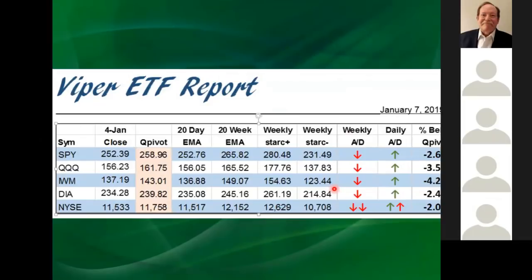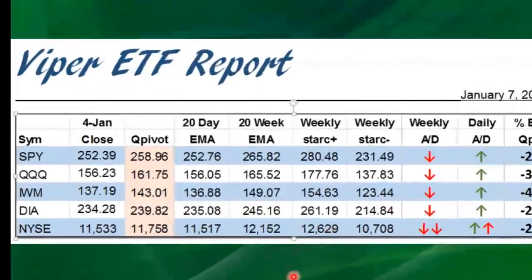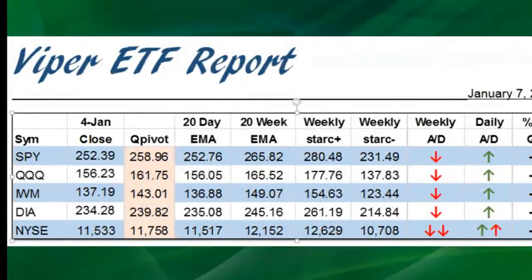So each issue of the Viper ETF or the Hot Stocks Report, this table's on the front page generally, covering the main market tracking ETFs as well as the NYSE, the quarterly pivot levels. Written a lot about that. We won't go into it in today's presentation, but I can in a later one if you're interested. When you get my next survey, please put that down.